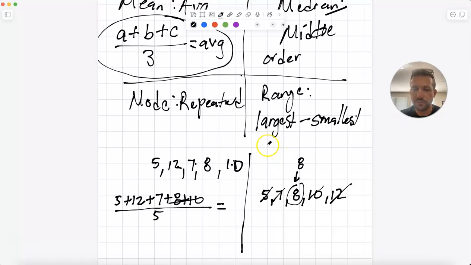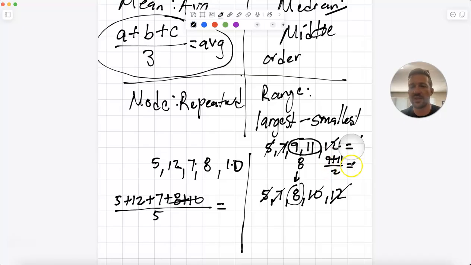Now, if there are 2 numbers there, let's create another data set that will have 2 numbers. Let's go with 5, 7, 9, 11, 12, 15. I think that's 6 of them. So first one, last one, second to last one. And then you're in the middle. Both of these are in the middle, right? You would just add them up and divide by 2, which in this case, 9 plus 11 is 20, divided by 2 is 10. So in this case, your median would be 10.